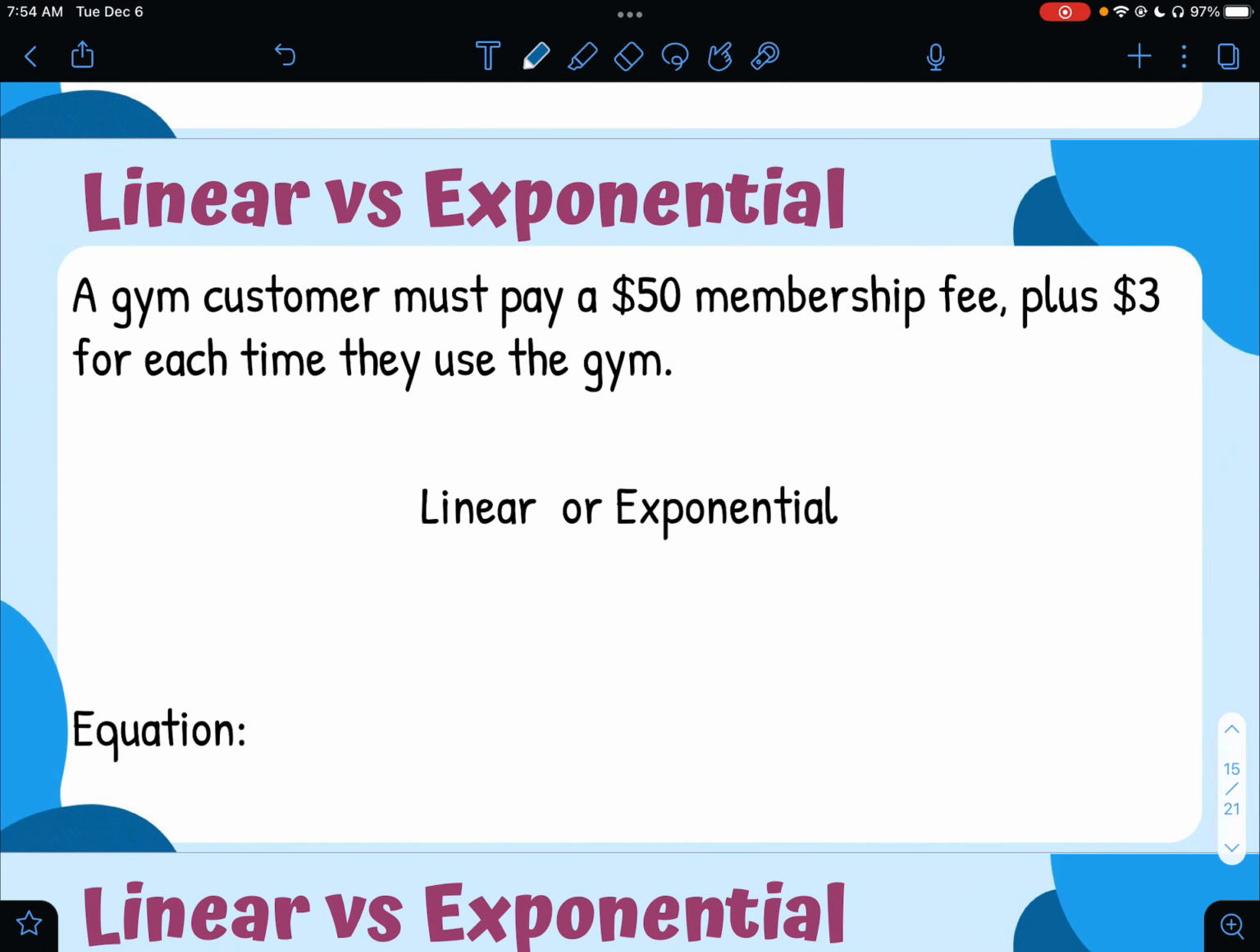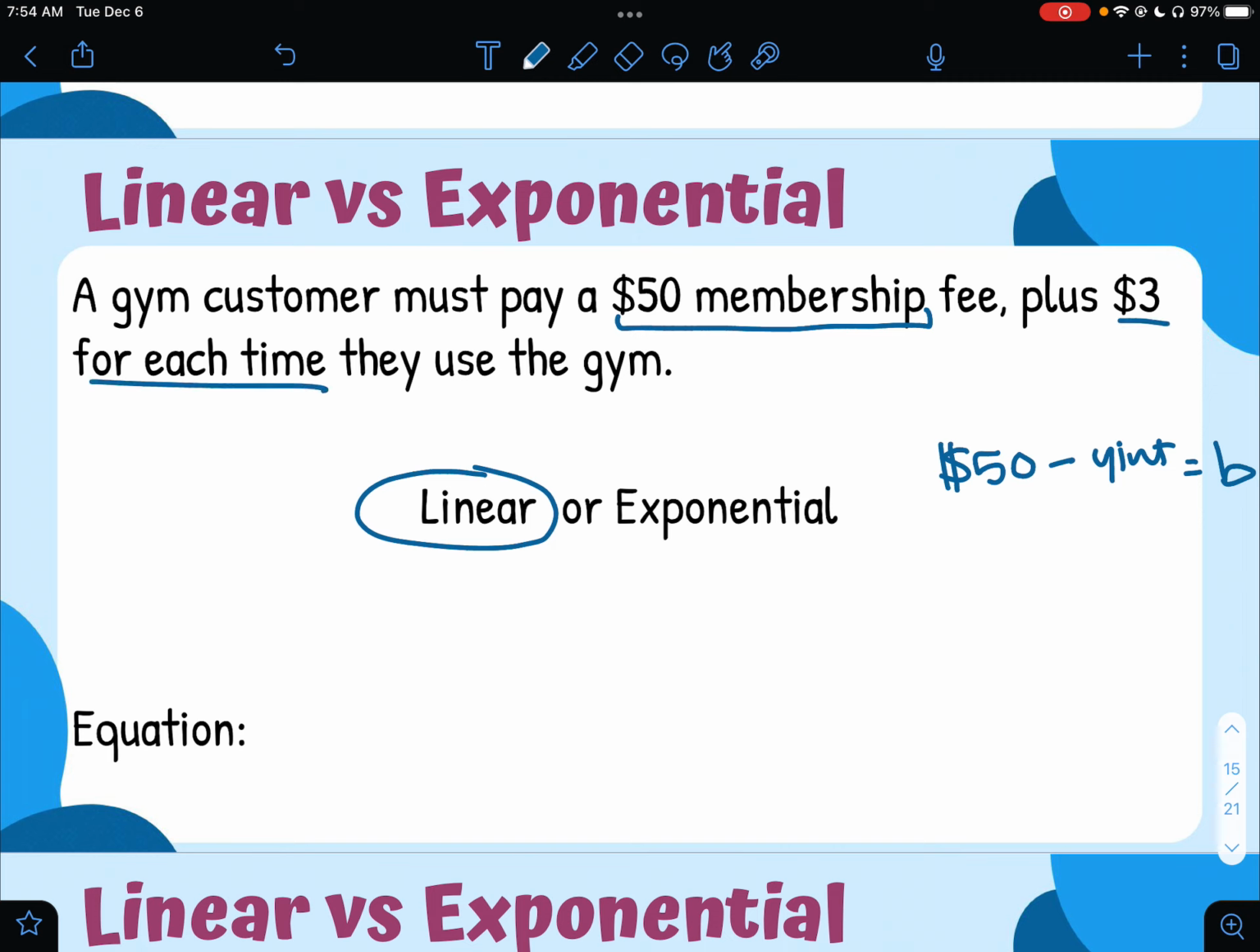Last one, a gym customer must pay a $50 membership fee, plus $3 for each visit to the gym. He's paying the same amount every time, which tells us that this is linear. His initial value is a membership fee of $50. Regardless if he goes at all, he's got to pay the $50. This would be our y-intercept, or B. $3 for each time tells us this is our slope. So we know M is $3.